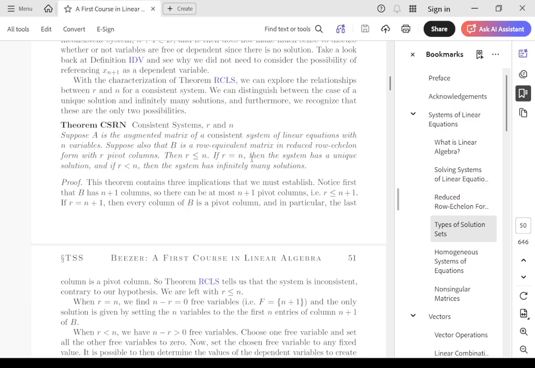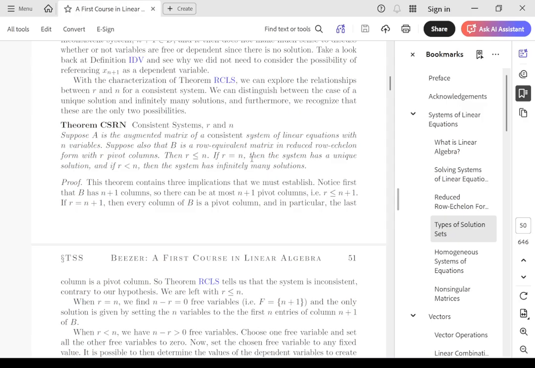Consistent systems, R and N. So how are these related? Suppose A is the augmented matrix of a consistent system of linear equations with n variables. And suppose also that B is a row equivalent matrix in reduced row echelon form with R pivot columns. Then R is less than or equal to n. If R is equal to n, then the system has a unique solution. And if R is less than n, then the system has infinitely many solutions.